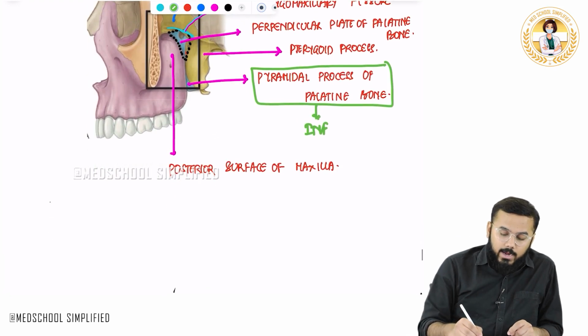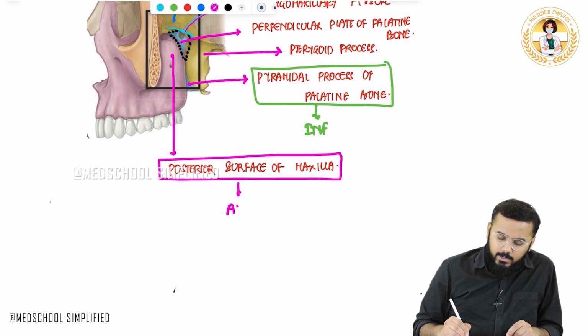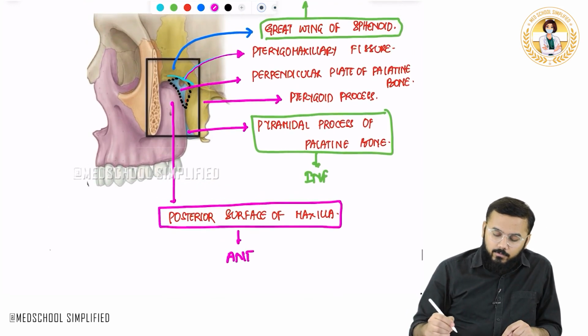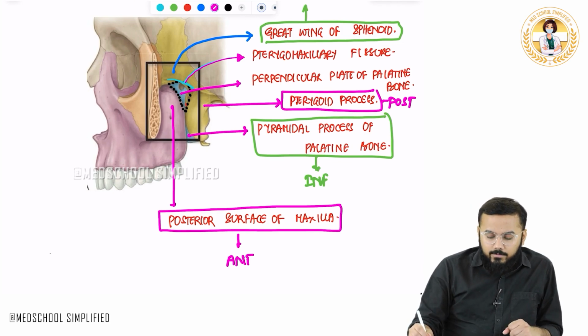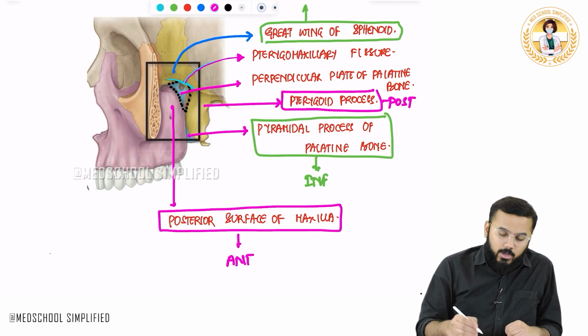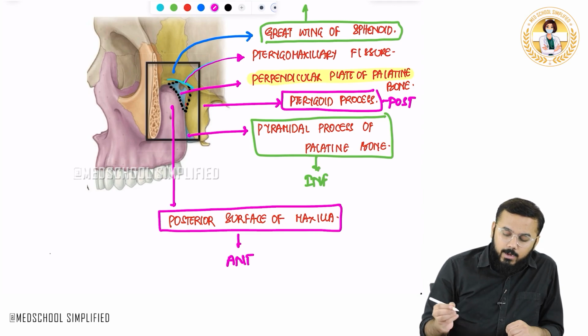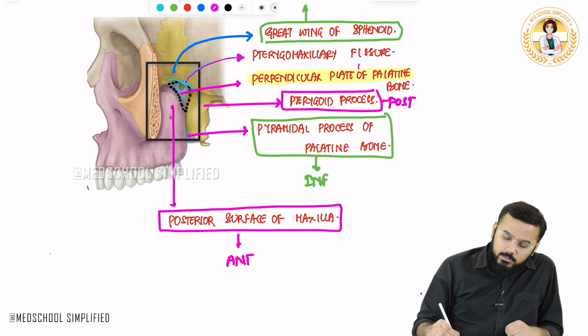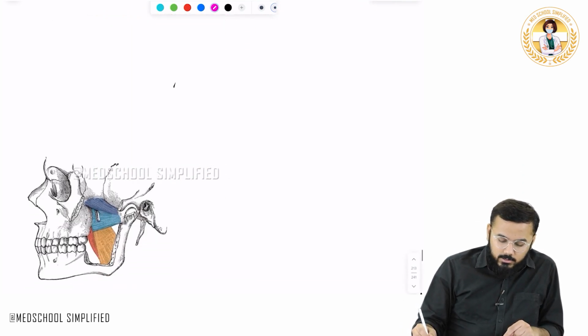Anteriorly what do you have? Anteriorly you have got the posterior surface of the maxilla. And posteriorly you have got the pterygoid process. After that, laterally and medially, what do you have? This perpendicular plate of the palatine bone is located medially or laterally? This is located medially. And this one is located laterally. So let us just revise all these things here.